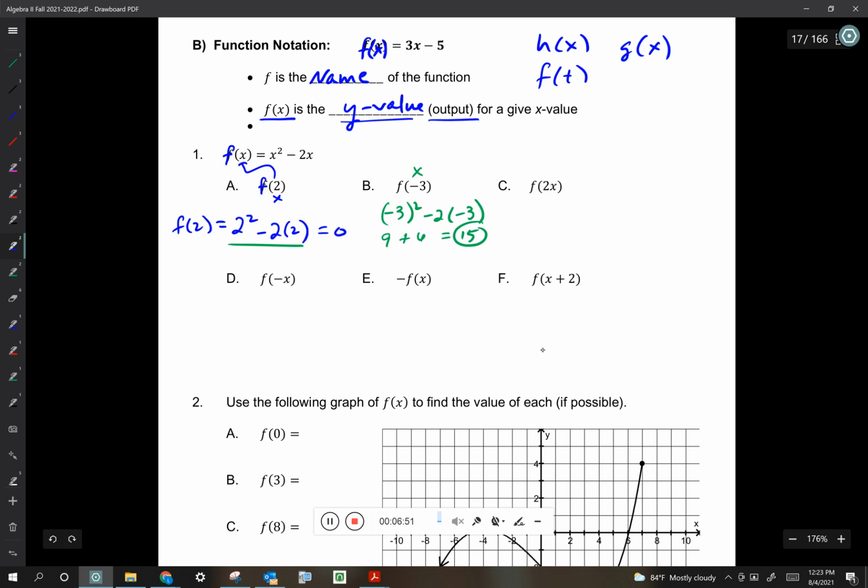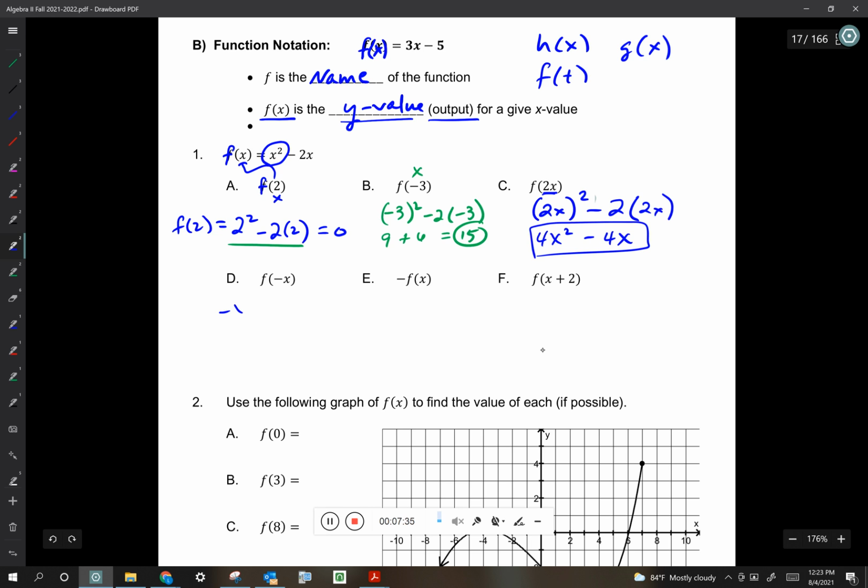So look right here. What if it's a 2x? Well, that's fine. That means you put whatever this parenthesis is, the entire 2x, everywhere you see an x. So instead of this x that's squared, it's going to be a 2x that's squared. And then it's minus, not 2 times x, but 2 times, what are we putting in place of x? We're putting in 2x. Again, that's the most important part. If I want to simplify this, that's going to be 4x squared minus 4x, and there's nothing you can do with that.